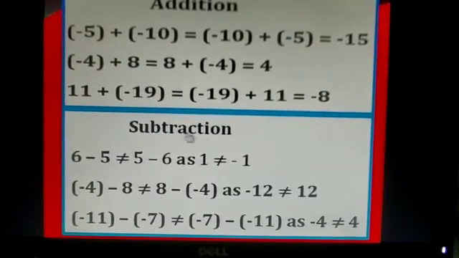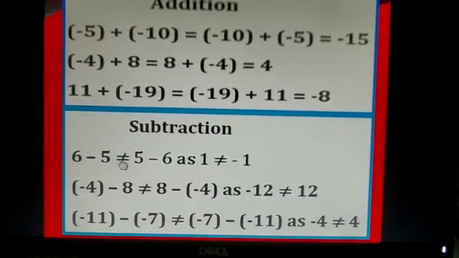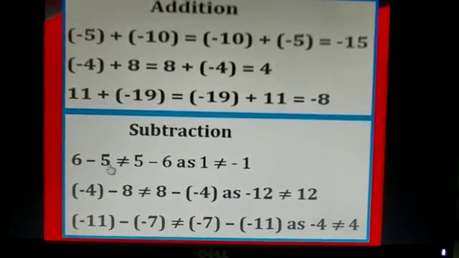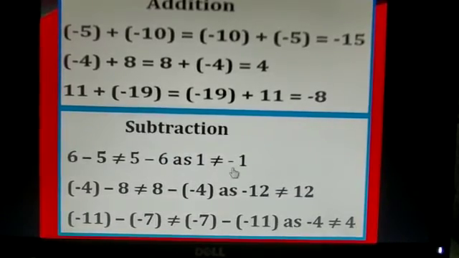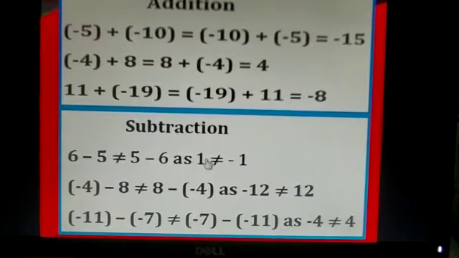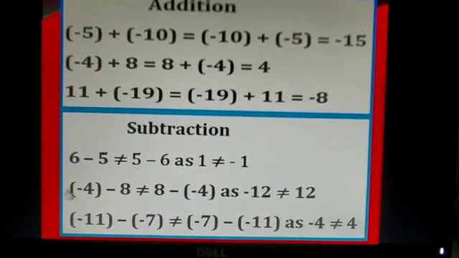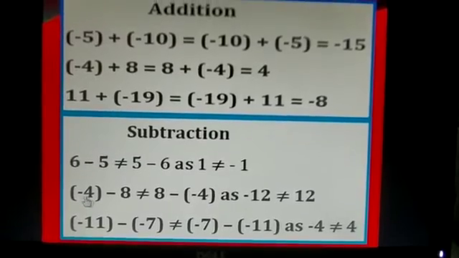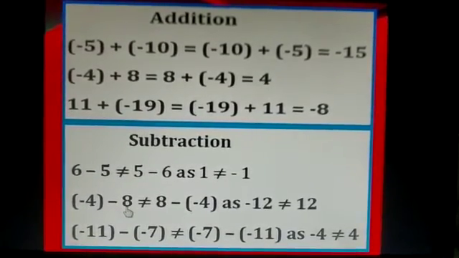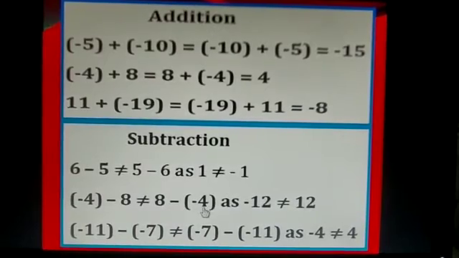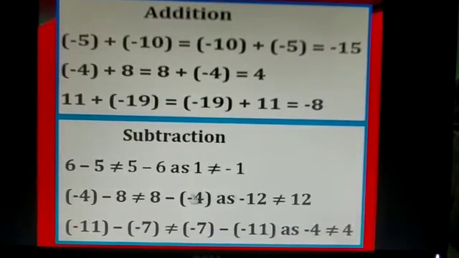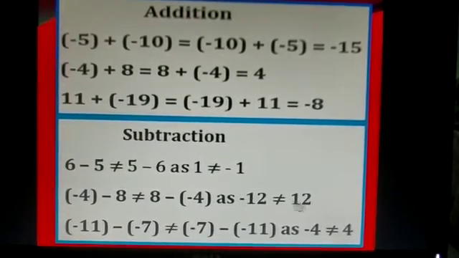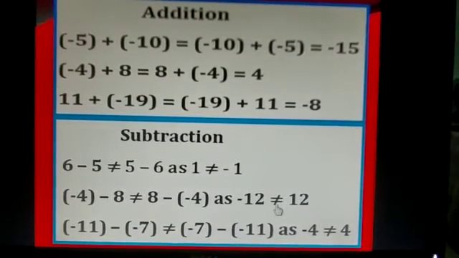The second case, that is the subtraction. 6 minus 5 is not equal to 5 minus 6. So 6 minus 5 is equal to 1, but 5 minus 6 is equal to negative 1. That means 1 is not equal to negative 1. The second question, negative 4 minus 8 is not equal to 8 minus negative 4. Negative 4 minus 8 is equal to negative 12, and 8 minus negative 4 is equal to 12. So negative 12 is not equal to 12.